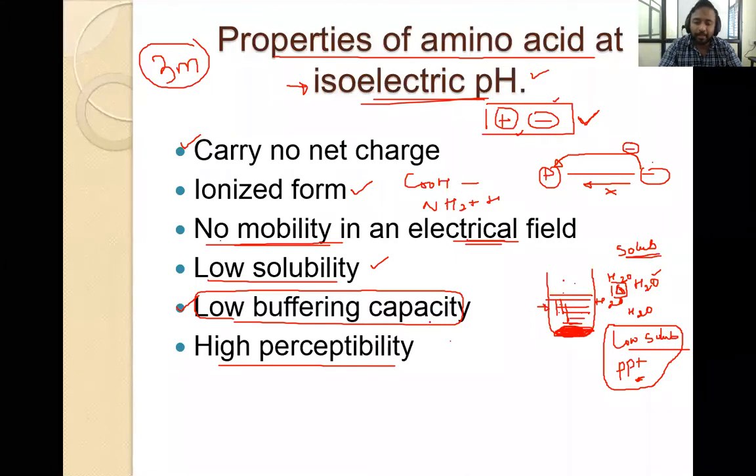So no buffering capacity. In the exam, when they ask you a 3-mark question, you should be able to write these points: they carry no net charge, they are in ionized form, and they have no mobility when subjected to an electrical field. They have low solubility, lower buffering capacity, and high precipitability. They can easily be precipitated. The amino acid can easily be separated or precipitated in the tube or any container. So these are the properties of amino acid at isoelectric pH.